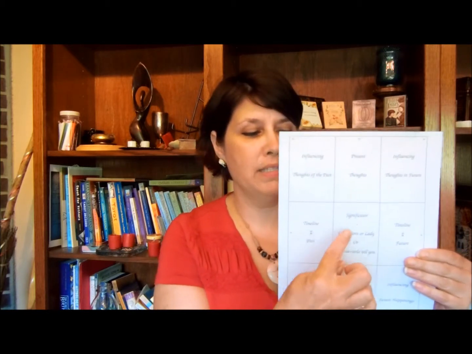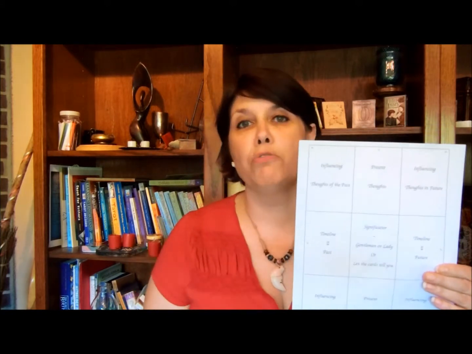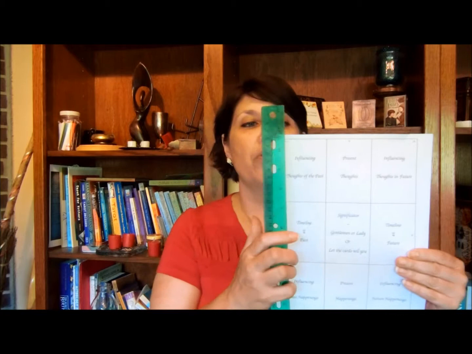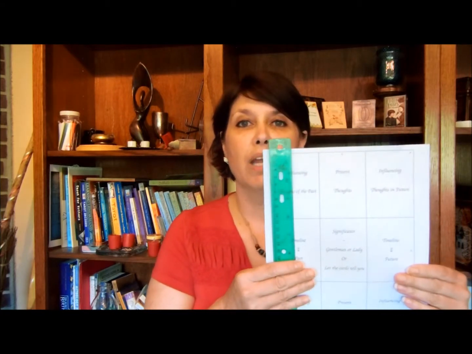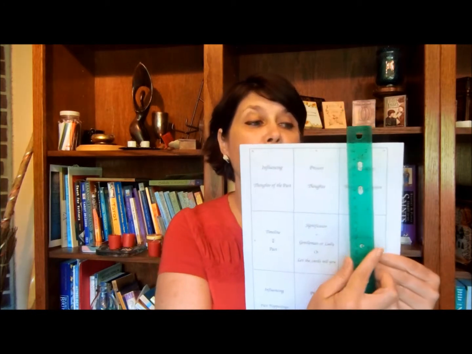You're going to have the past, the present, and the future. But what you really want to know right now is that the columns and rows mean something. So the first column is the past. The center column is the present. The third column is the future.